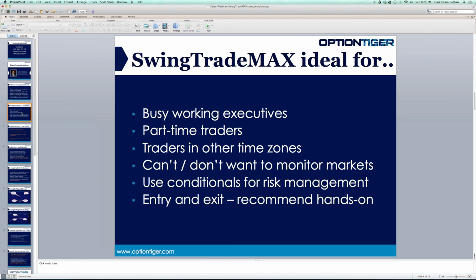daily basis. So it's ideal for people in other time zones, busy executives who don't have time during the market hours to constantly look at their positions. You might be a part-time trader. You trade when you have some time, all of that. So it's actually perfect for all of that.